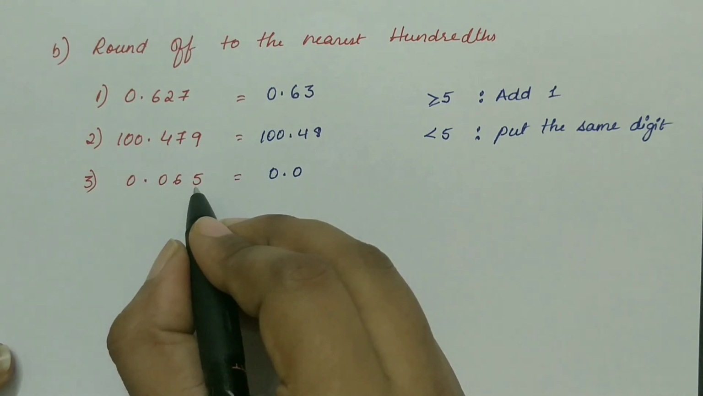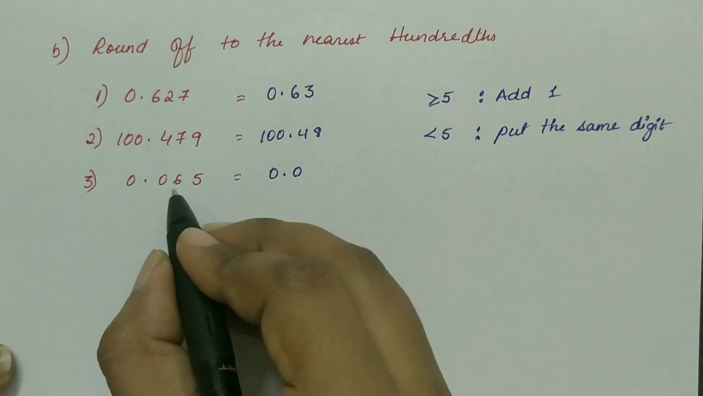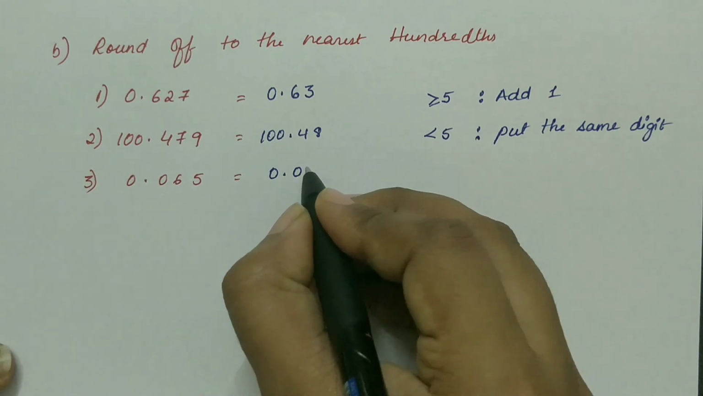0.065, the next digit is equal to 5. So add 1. 6 plus 1, 7.